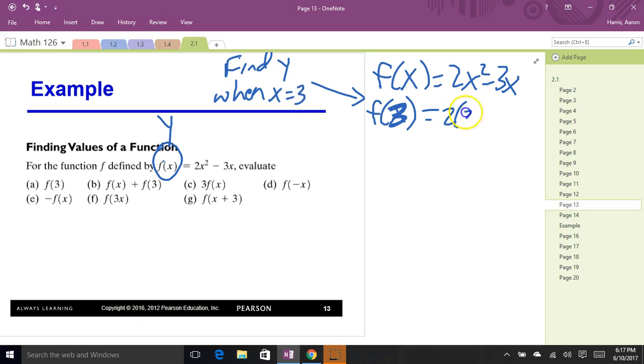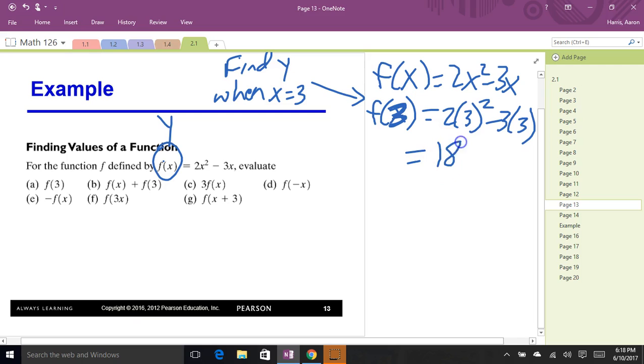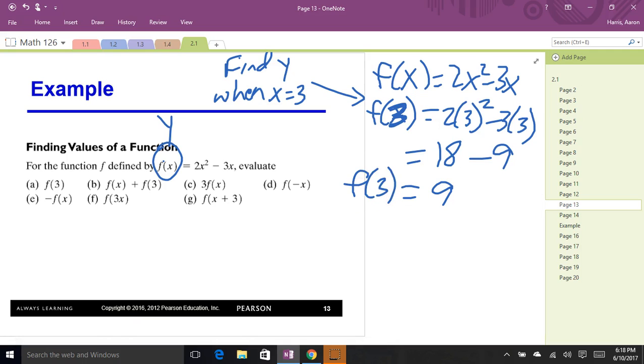Well, so you just plug 3 in for x. You got 2 times 3 squared is 9, so you got 18 minus 3 times 3 is 9, so you got 9. F of 3 is 9. In other words, when your x is 3, your y is 9. F of 3 equals 9.